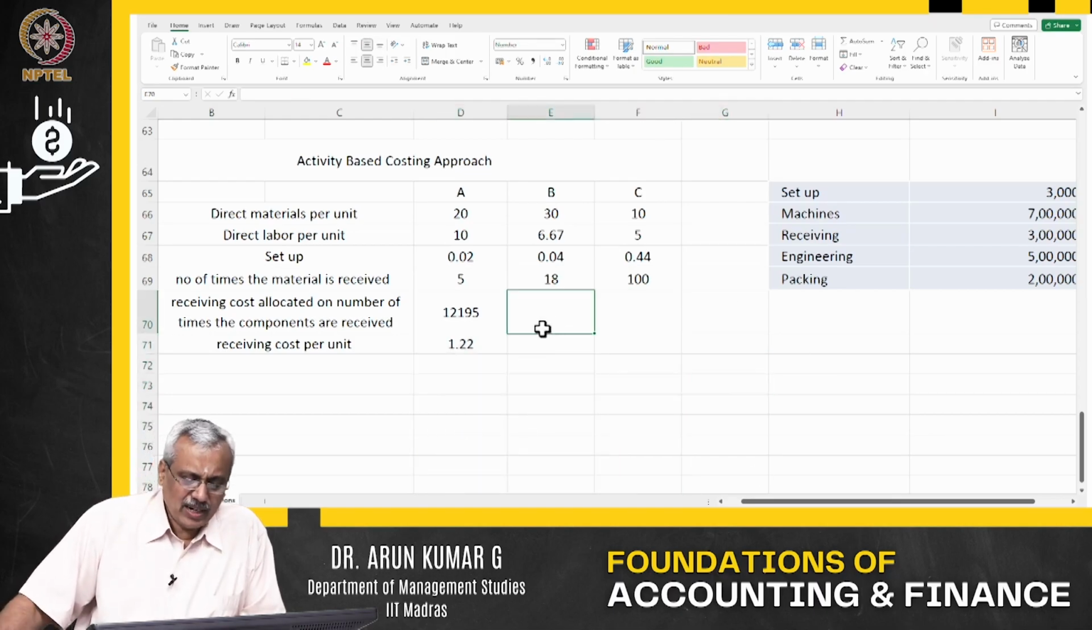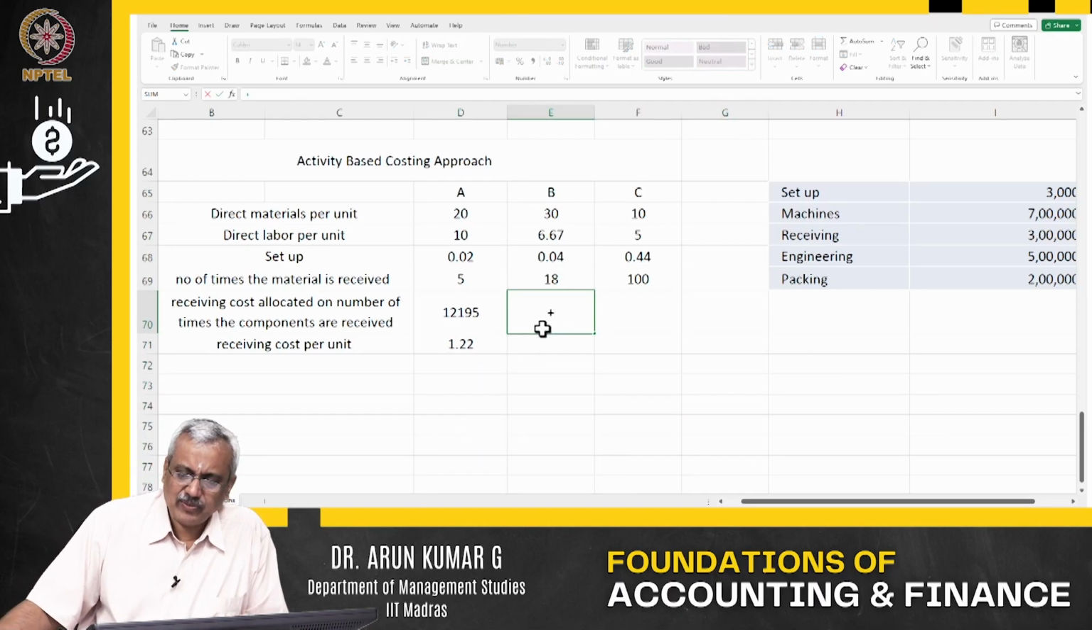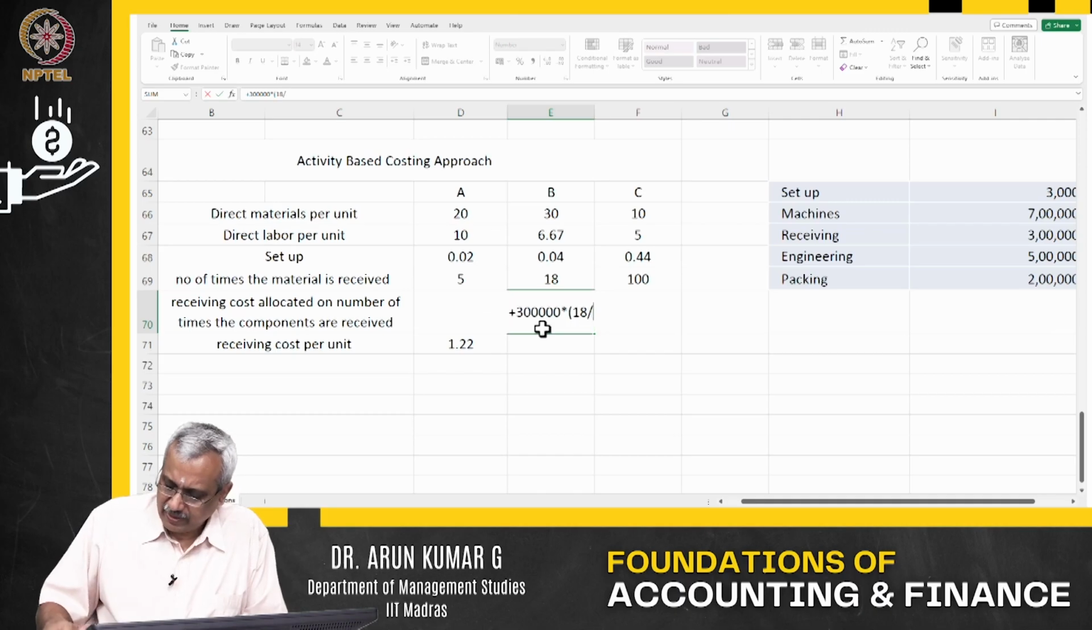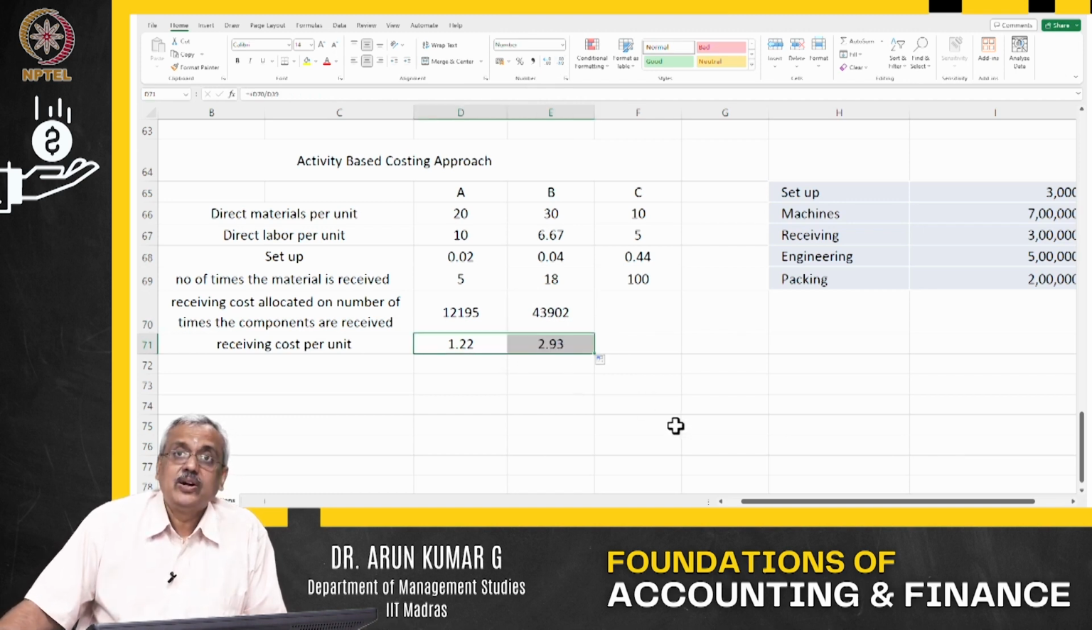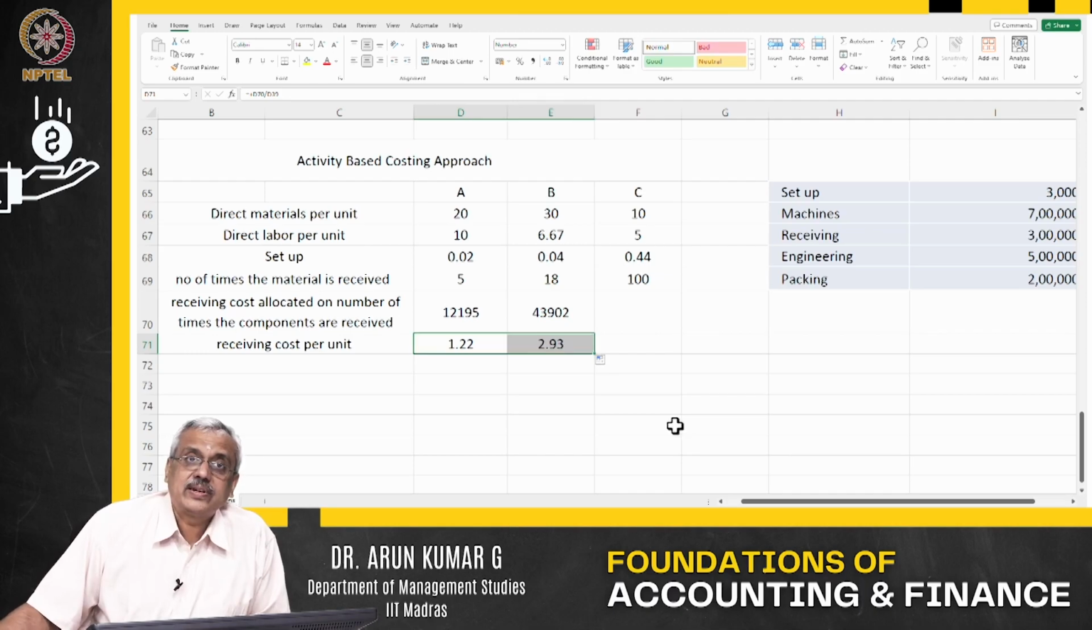Now let us look at product B. I had 300,000 and 18 divided by 123, and that is all. This is going to be the cost here. Let me eliminate the decimals, and per component, per unit, what is going to be the receiving cost? I have got it there: 2.93 is the receiving cost, and that is exactly what I have got.